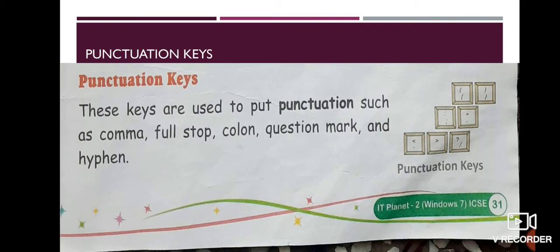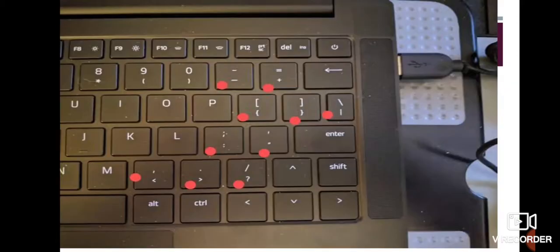Punctuation keys. Now, where are these punctuation keys on the keyboard? Here. Can you see their position? Keys which are marked with red dots. You can check a picture of punctuation keys in your book as well.